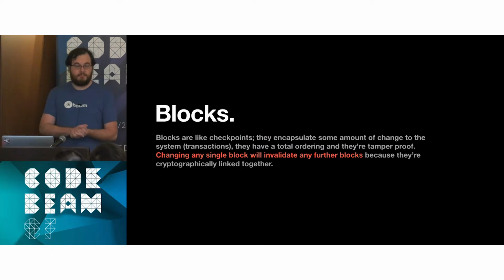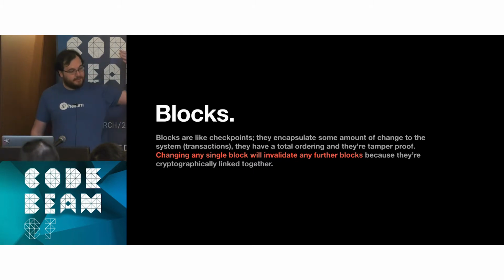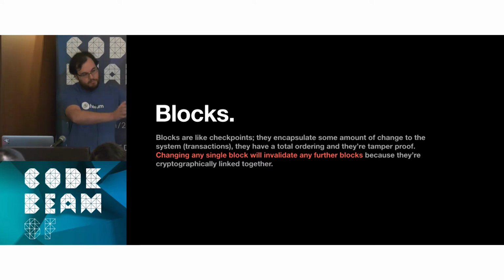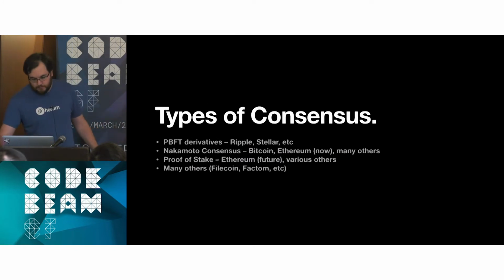And as I said, blocks are kind of like checkpoints in a database. There are a whole bunch of transactions all rolled up. They have a total ordering, which means that one block follows the next. You can't skip blocks. You can't reorder blocks. They're only meaningful when you have them in their intended order. And additionally, because the blocks are linked, you cannot alter a block in the blockchain without invalidating all subsequent blocks, which means they're tamper-proof to a degree.